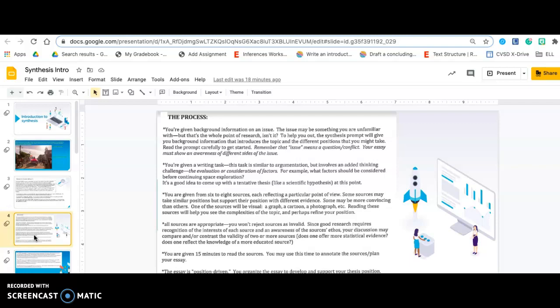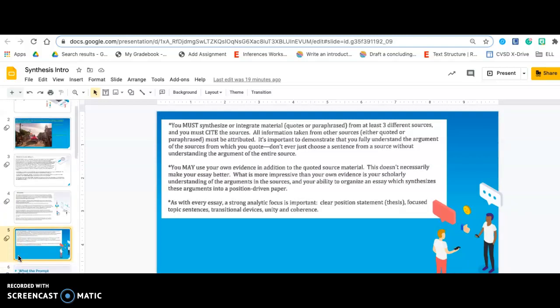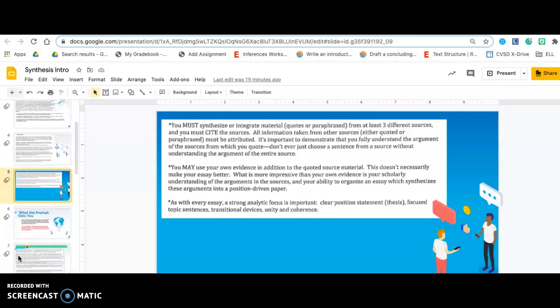All of the sources that you get are reliable and appropriate sources. So it's not a test of you trying to figure out what's good and what's bad. You get 15 minutes to read the sources and annotate the sources, okay? And then you create your own position. You must synthesize or integrate material. And of course, if you have your own understanding or your own evidence, you can use that too.